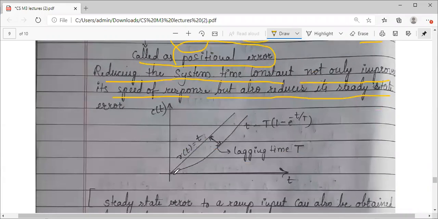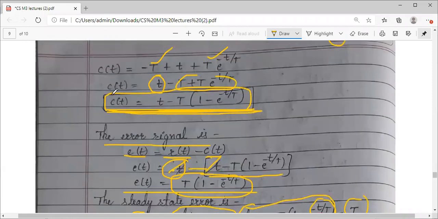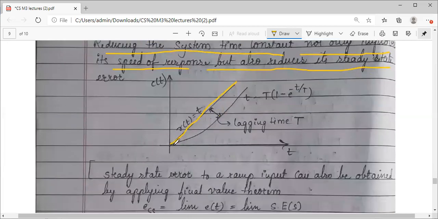You can see this is your input which you apply, that is ramp. Okay, if you see, आपका आउटपुट क्या आया है, this c of t is equal to t minus capital T into bracket 1 minus e raised to minus t by T. This is your output. If you sketch, if you draw, keeping different t values 0, 1, 2, 3, 4, taking time constant, एक कोई भी value ले लो, and if you try to plot the output curve, it looks like this.